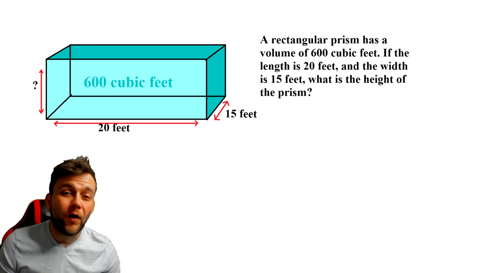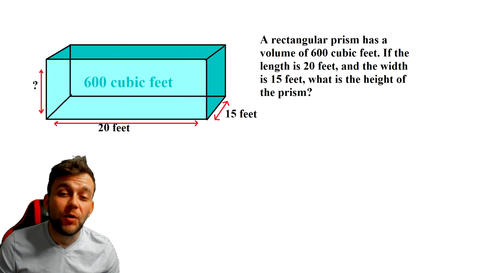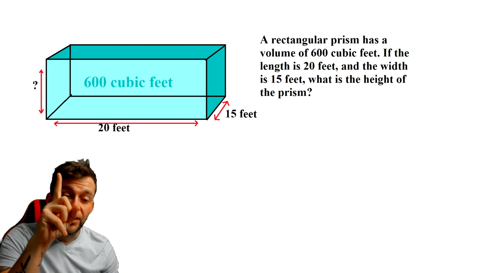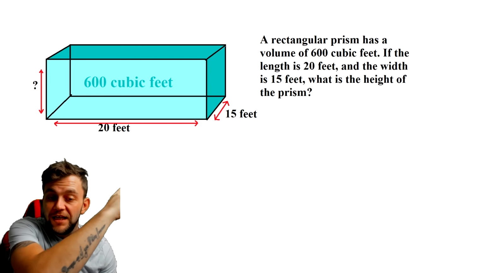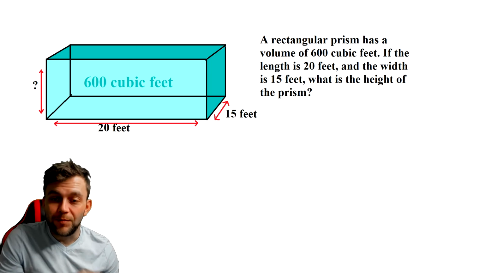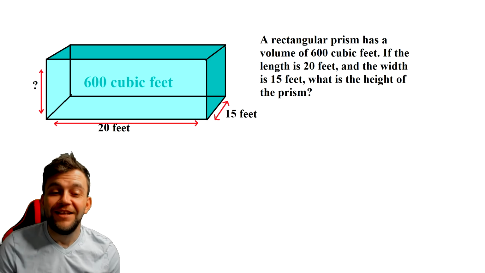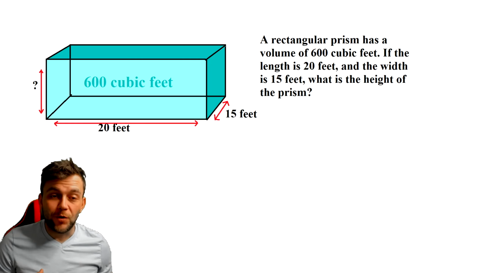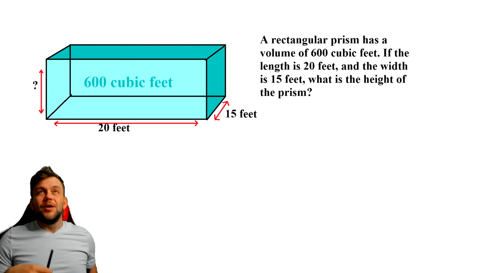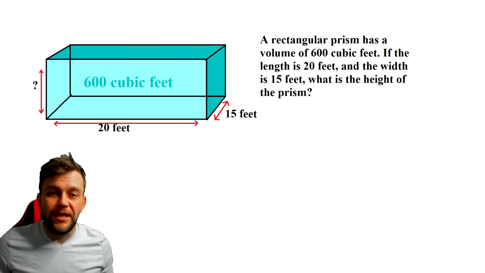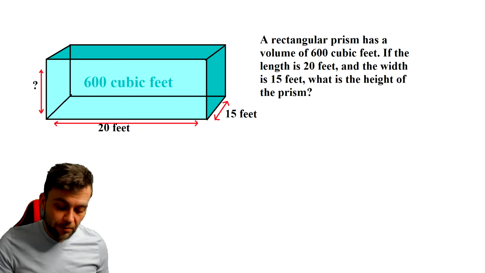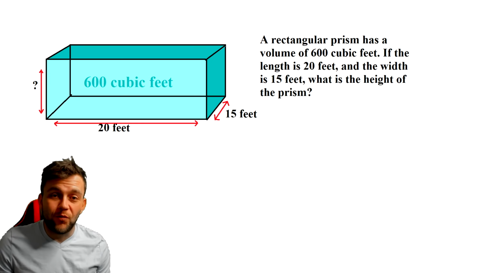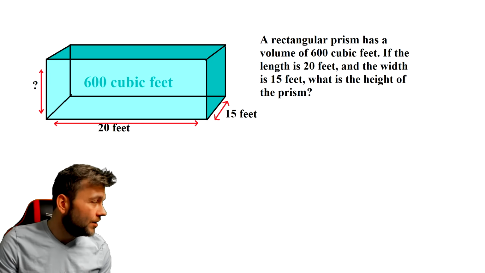We have a rectangular prism, and it has a volume of 600 cubic feet. If the length is 20, which I have right there, and the width of it is 15, what is the height of the prism? So we want to figure out the height. Always just write things down. If you can draw it out, I highly recommend that you do, but the key to all of this is writing everything down.